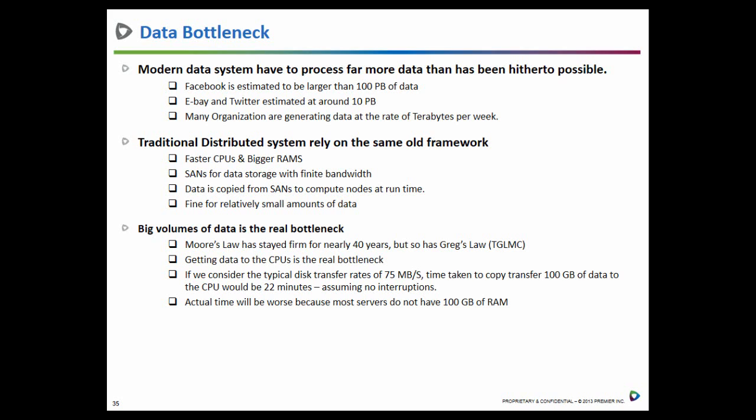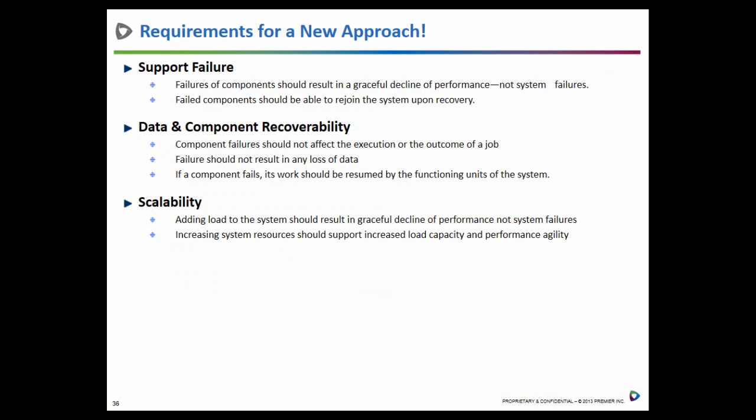So traditional systems, we've already looked at the bottlenecks of traditional systems. Faster CPUs and bigger RAMs, et cetera, et cetera. We saw that shared everything architecture, not distributed architecture. So you have all these problems in the old framework. Big volumes of data is the real bottleneck, right? So in order to solve this problem, we have a requirement for a new approach. One approach was to create a data warehouse appliance like Netezza, Greenplum, Vertica, right? That is one approach.